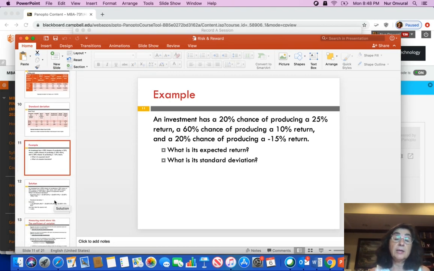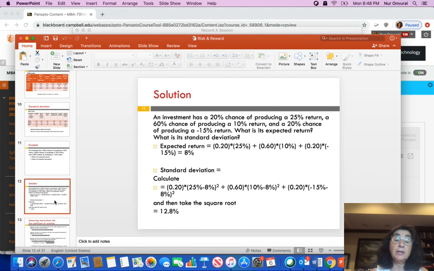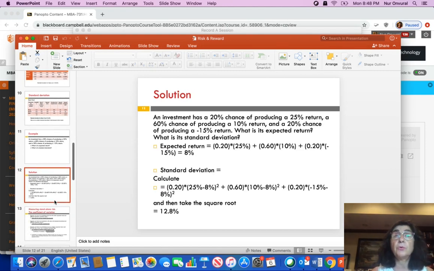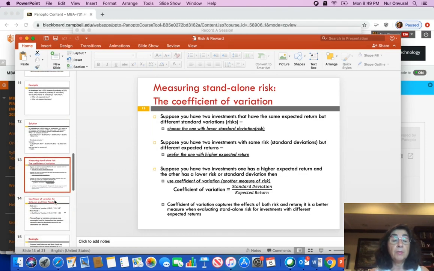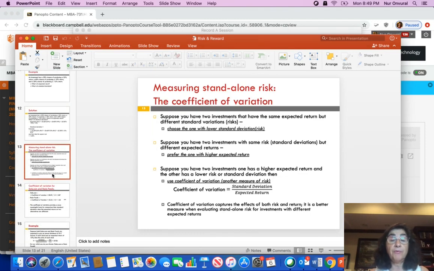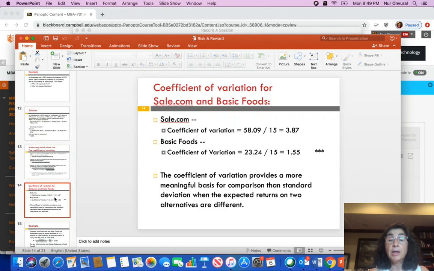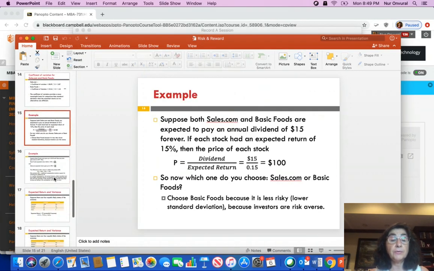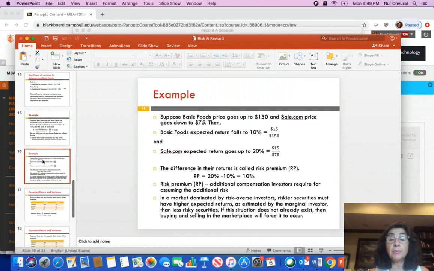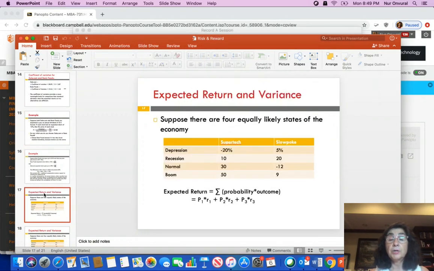I have another example here where I would like you to compute the expected return and the standard deviation. The best thing is to work on this and then check the solution. I have provided the solution so you can check your math and make sure that you are computing it correctly. I'm going to skip the coefficient of variation for now and go on to the next example.